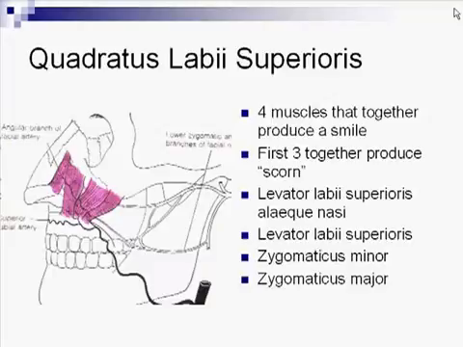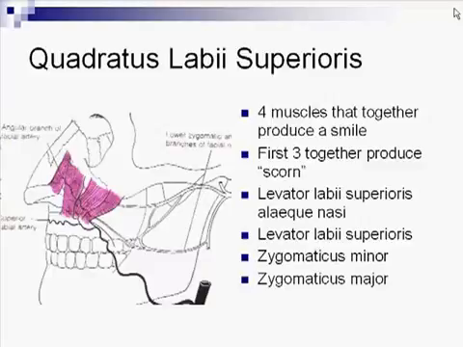Levator Labii Superioris Alaeque Nasi, origin is the maxilla. Insertion is the ala of the nose and upper lip. Think of the words. Action is it raises the upper lip and dilates the nostrils. This is also for scorn. Remember I said that these first 3 muscles are for scorn.